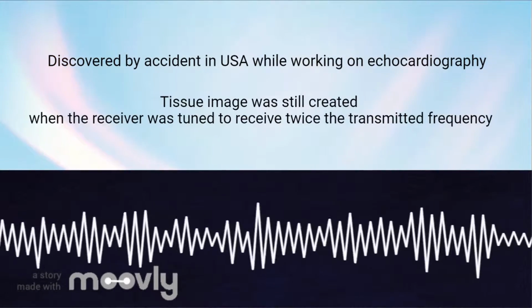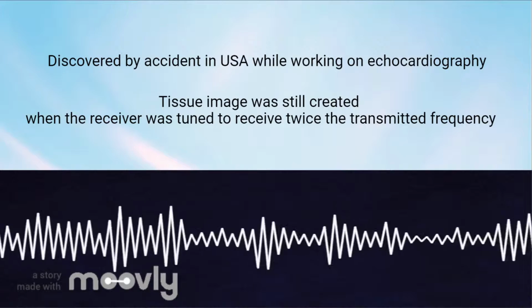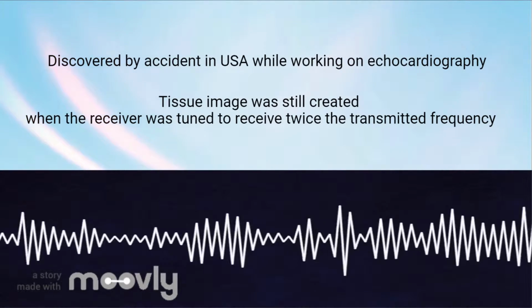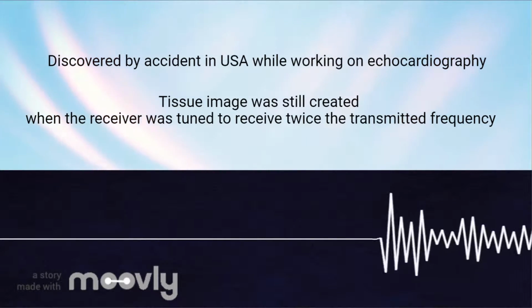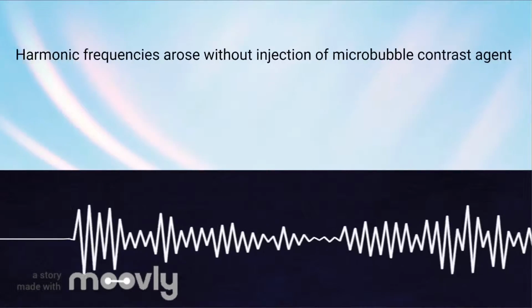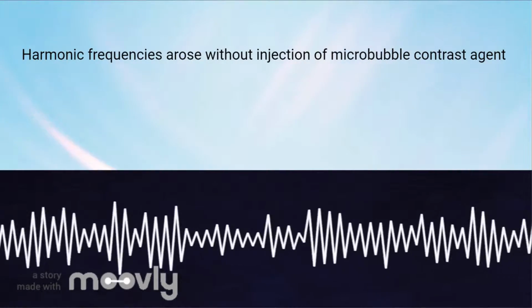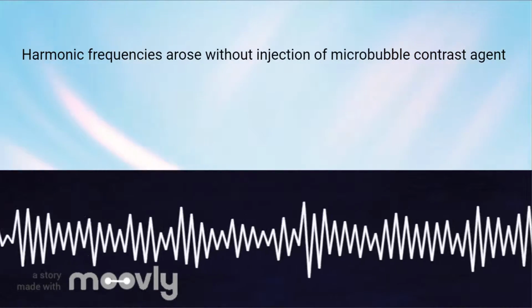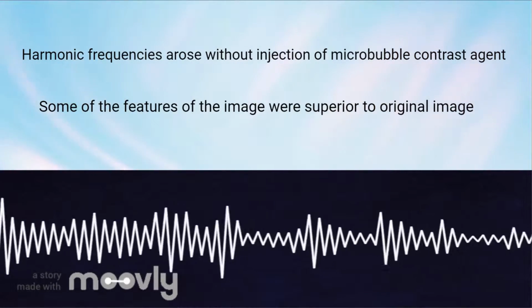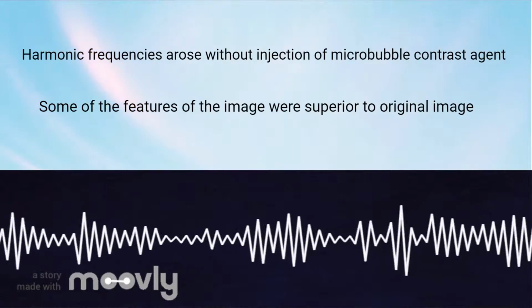They found a tissue image was still created when the receiver was tuned to receive twice the amount of transmitted frequency. This meant harmonic frequencies arose even without the injection of microbubble contrast agent. In fact, some of the features of the image were superior to the original image.